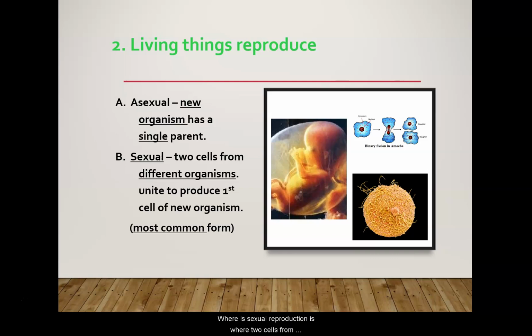Whereas sexual reproduction is where 2 cells from different organisms unite to produce the first cell of a new organism. In other words, the sperm and egg unite and produce a new organism with combined DNA from the 2 parent cells. Sexual reproduction is the most common form.